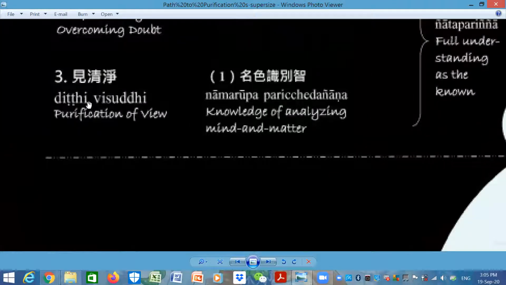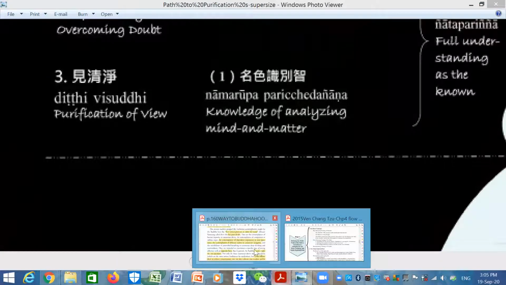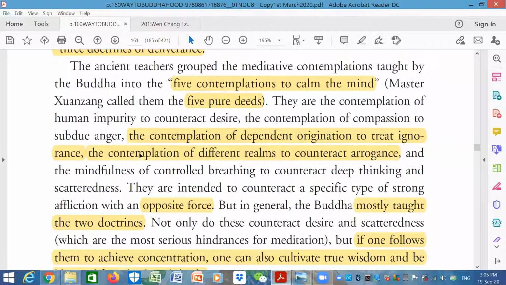Once we are in the purification of view, this is the knowledge of analyzing mind and matter, right? So the knowledge of analyzing the matter, this part is this method. With contemplation of the different realms, yeah, this is the same thing. This is the same thing.